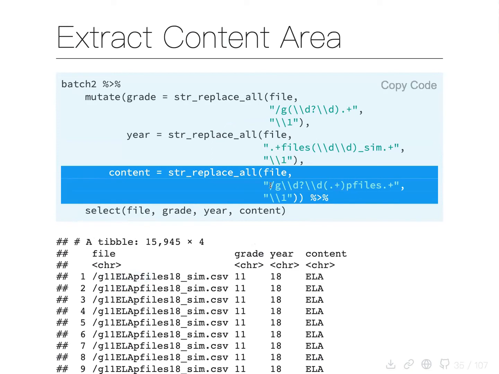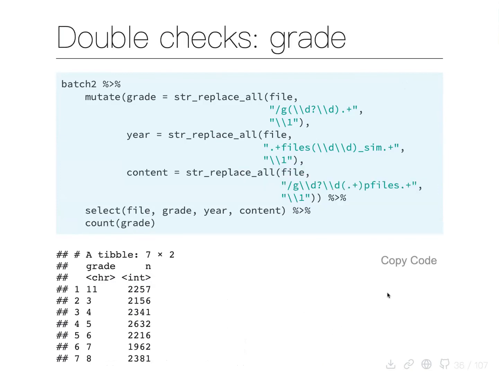So we're going to say it starts with a G, and then there's going to be a digit, maybe a second digit, and then there's going to be some stuff, and that's what we're going to pull out. Okay. And then it's going to say P files, and there's going to be some more stuff, right? So we want after the digit and maybe the second digit, we want everything in there until we get to P files. Pull that, and in this case, we get ELA.